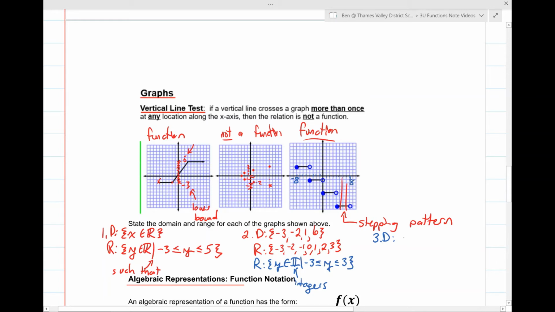Our domain is going to be, because we have this solid line, written in terms of the real numbers. So x is an element of the reals such that, looking at the lowest number, -8 is less than or equal to x, which is less than but not equal to 8, because our function does not keep going all the way to 8. It just goes up to, but not including, the number 8. So that's our domain, whereas our range here has only discrete values.